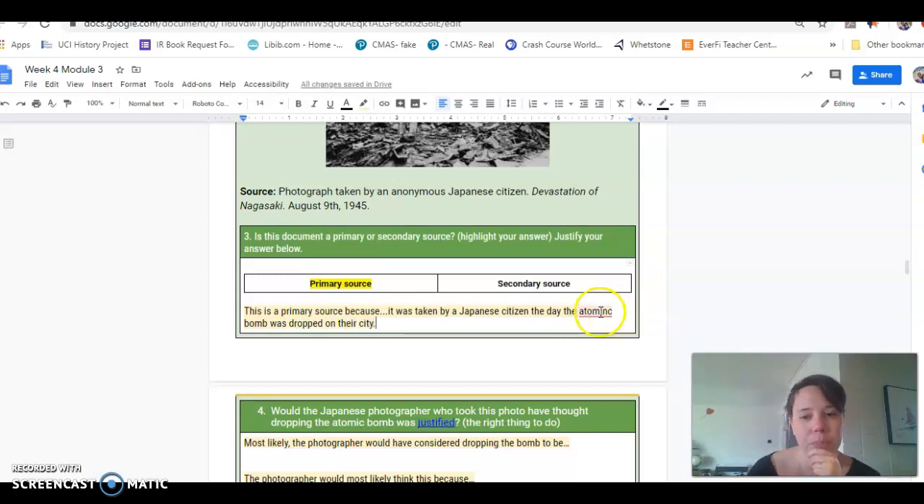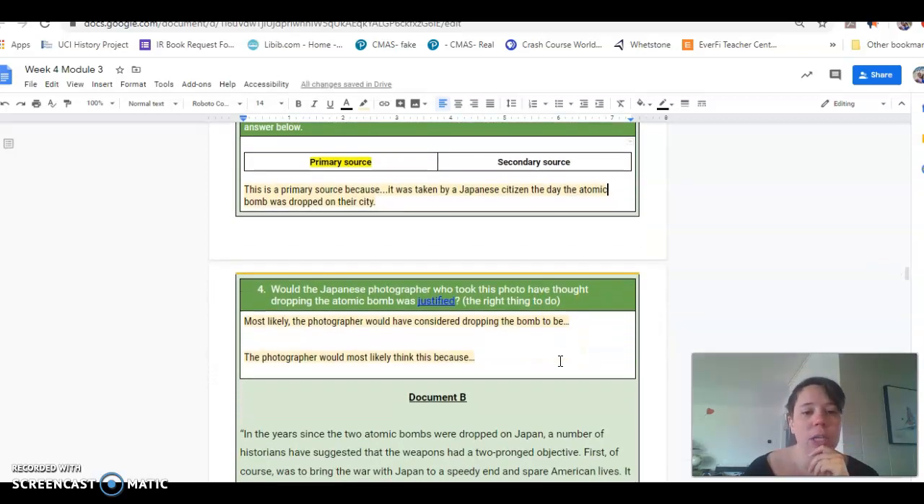Okay. Next one. Question number 4. The Japanese photographer who took this photo, what would they have thought of the dropping of the atomic bomb? Was it justified? Was it the right thing to do? So you're a Japanese citizen living in Nagasaki. You're not a soldier. You're not actively involved in the war except for living in a country that is at war. Most likely this photographer would have considered the dropping of the bomb to be justified or unjustified.